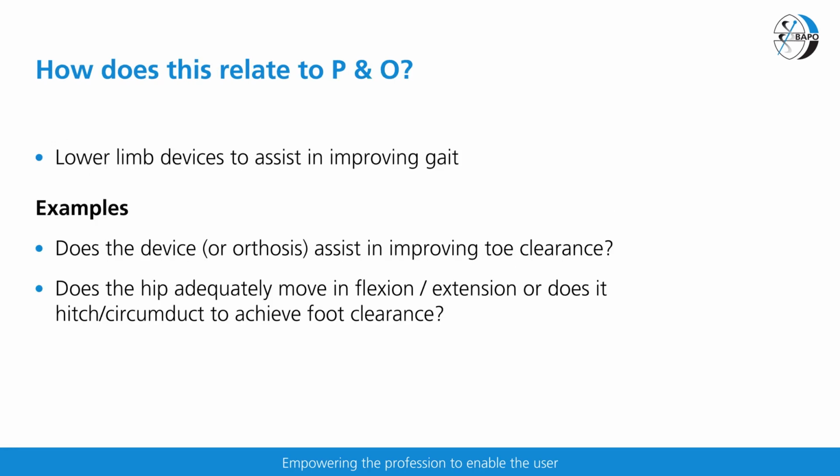This then brings us to the next question as to how does this relate or why is this important for prosthetics and orthotics? The examples that clinicians and support staff need to ask are, for example, does the device or orthoses assist in improving toe clearance? Does the hip adequately move in flexion or extension, or does it hitch and circumduct to achieve foot clearance, for example in prosthetics? If not, what do we need to do? Do we need to alter the device in any way, or does the individual need more physical therapy and support?